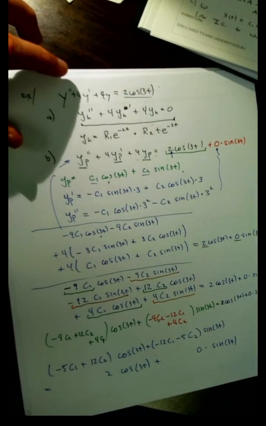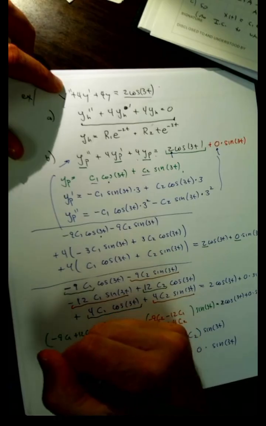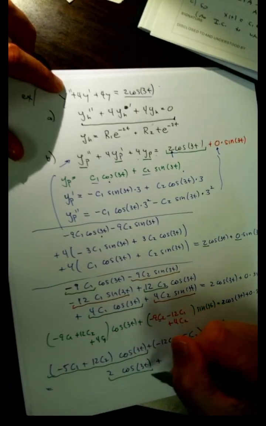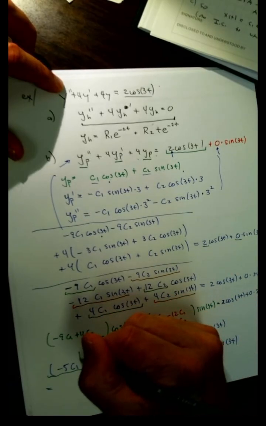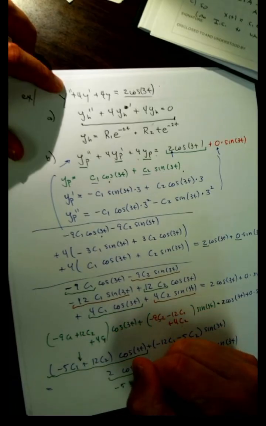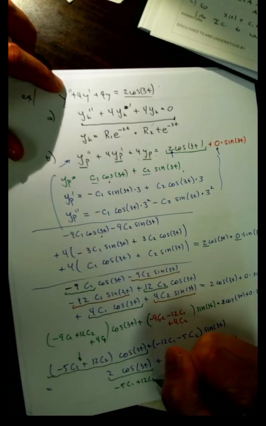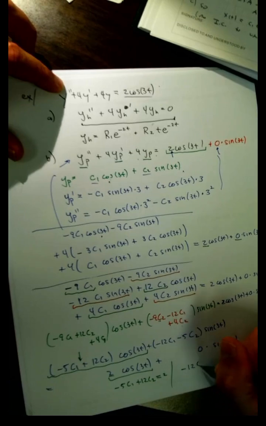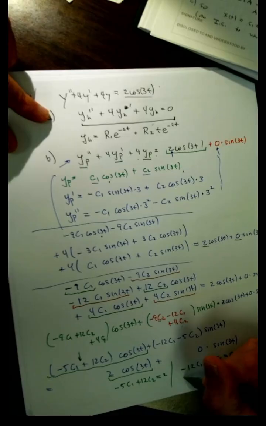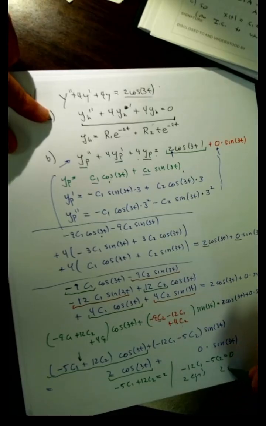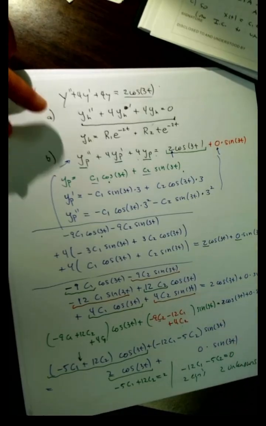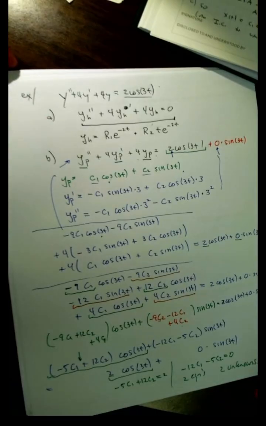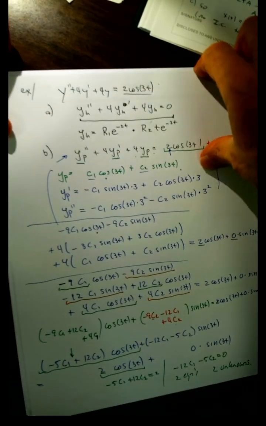The only way this term can equal this term is if minus 5c1 plus 12c2 equals 2. And the only way this term can equal this term is if minus 12c1 minus 5c2 is 0. Notice I have two equations, two unknowns. All right, so I'm hoping I can solve this.